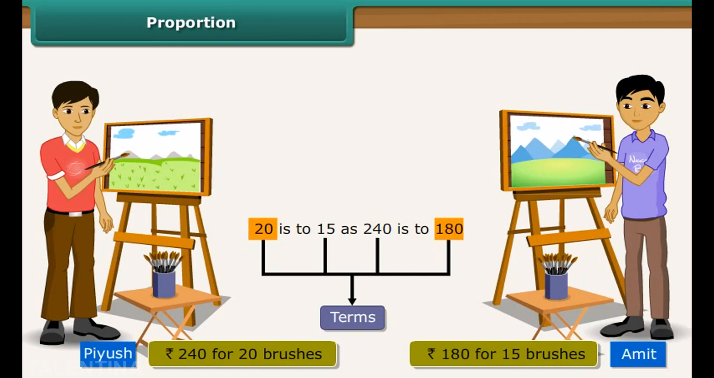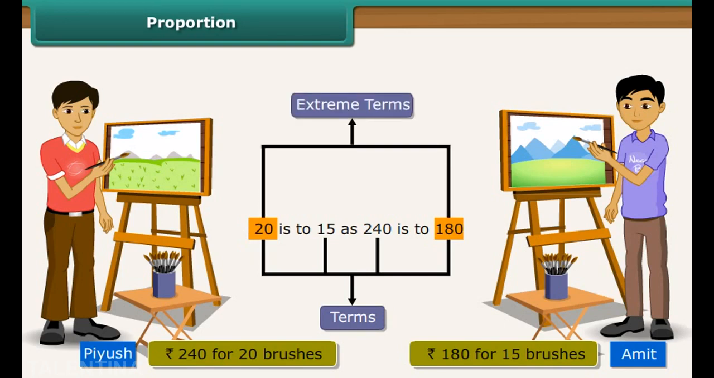The first and the last terms are called the extreme terms. The second and the third terms are called the middle terms. Verification of ratios in proportion. Consider the two ratios 40:25 and 56:35.